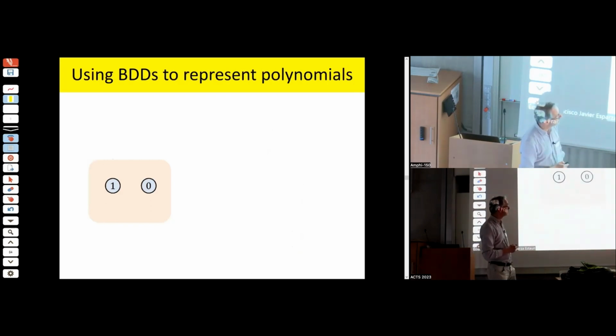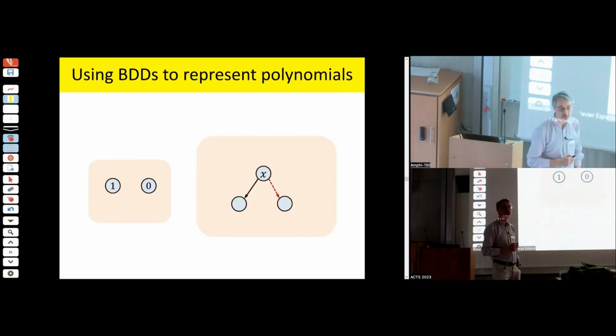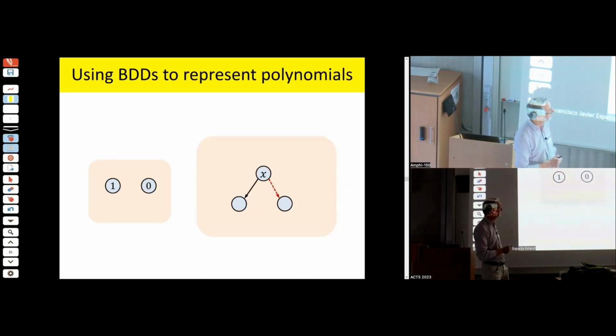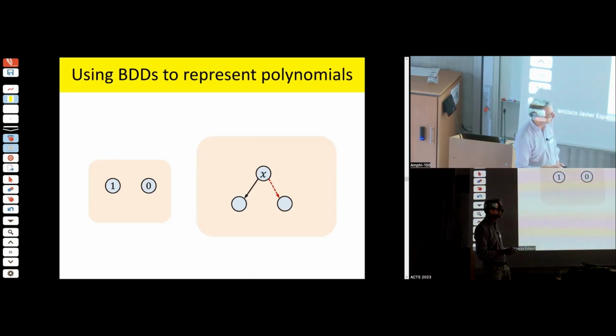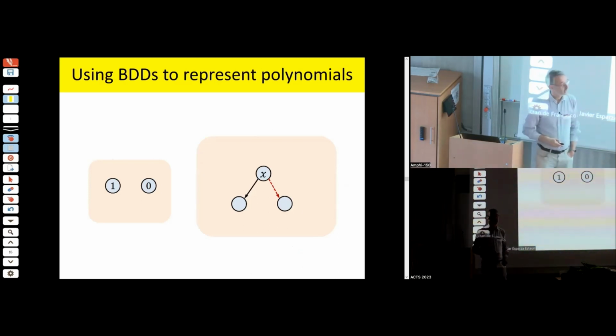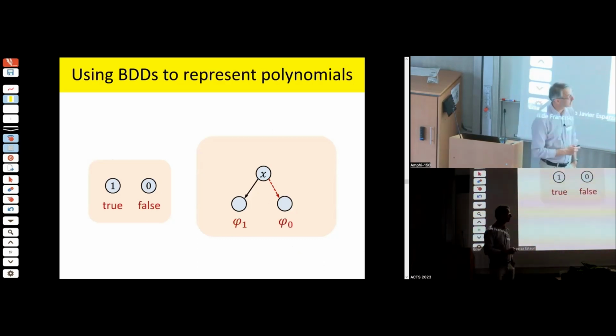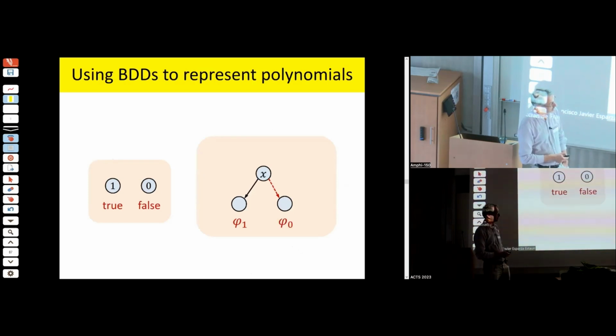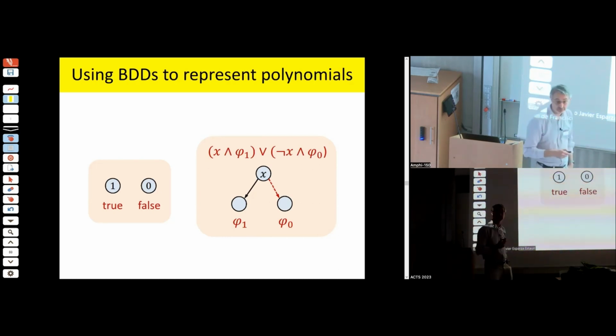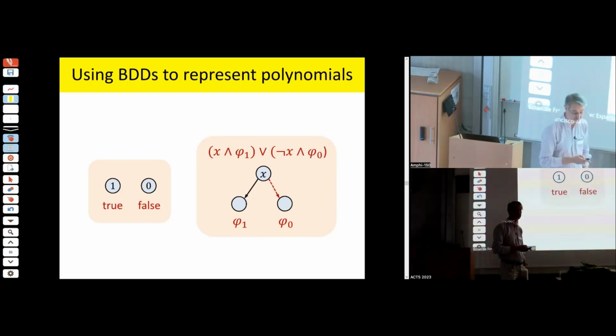Well, you all know how to construct BDDs, right? So you start with two nodes, 1 and 0, and then, for example, you can add this new node, which, the idea is, with 1 goes to this node, with 0 goes to that node. So now these correspond to the formulas true and false, and if those nodes correspond to two formulas, phi1 and phi0, that node corresponds to the formula x and phi1, or not x and phi0. You all know that about BDDs, right?